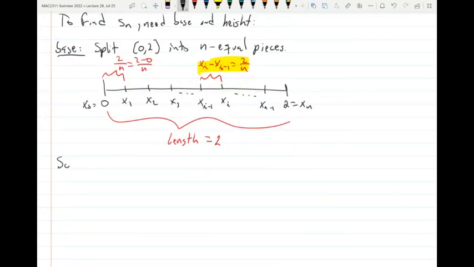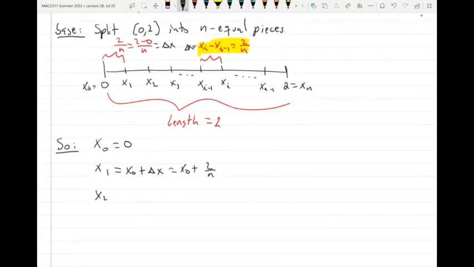Okay, so let's do it. So x0 is equal to 0, okay? Then x1 is x0 plus 2 over n. By the way, we have a notation for this. We typically call this delta x, okay? It's a little change in x. So we use delta x for this. That's x0 plus delta x.